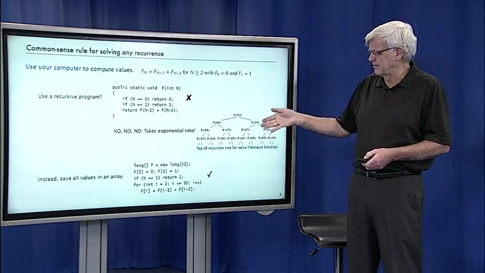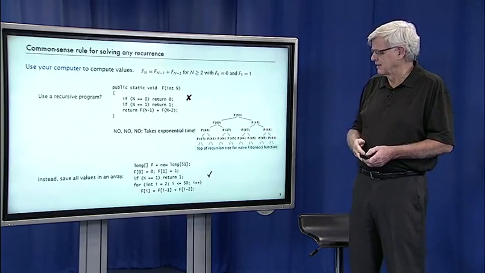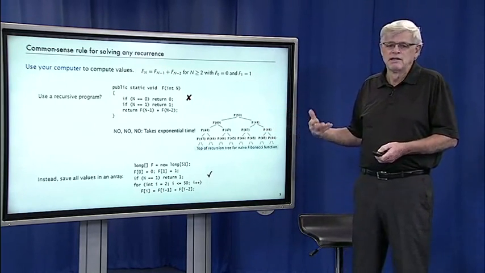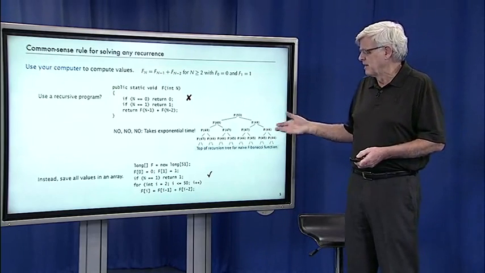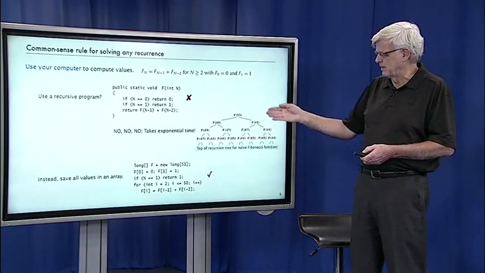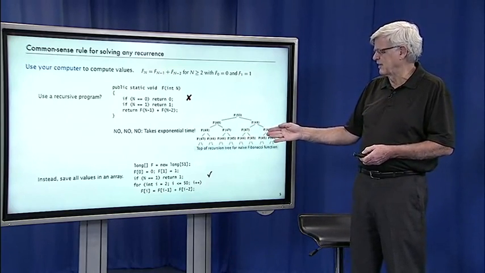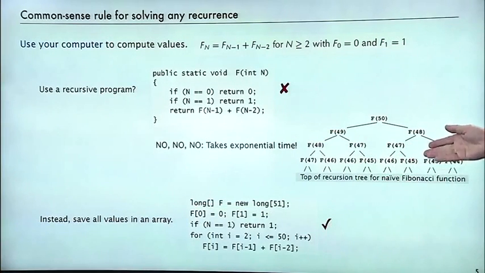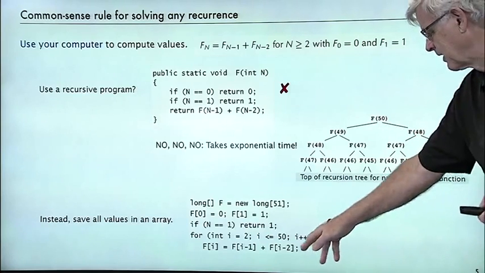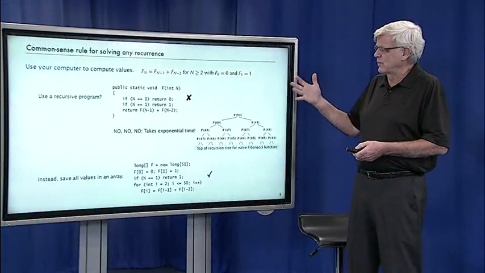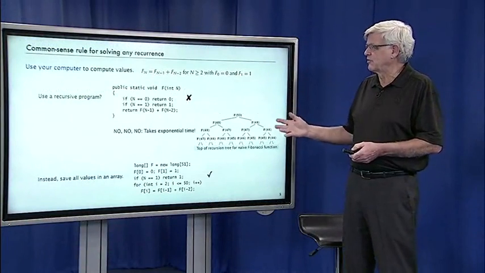Instead, what we do is save all the values in an array, and so we'll need an array entry for every value that we want to compute, but nowadays that's no problem. So in this case, if you want to compute f of 50, make an array of size 51, set the first two values according to the initial conditions, and then simply go ahead and compute for every value in the sequence, its value from the previous two values. So that's a common sense way to deal with any recurrence. Just use an array.